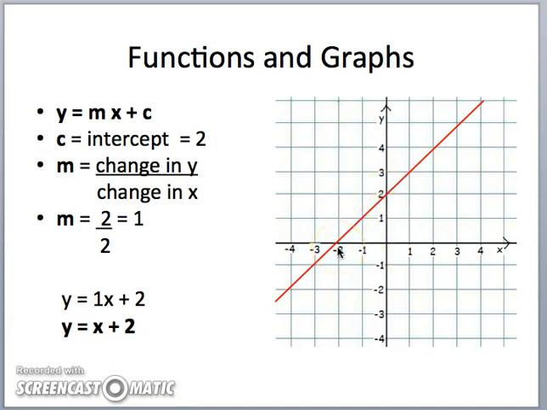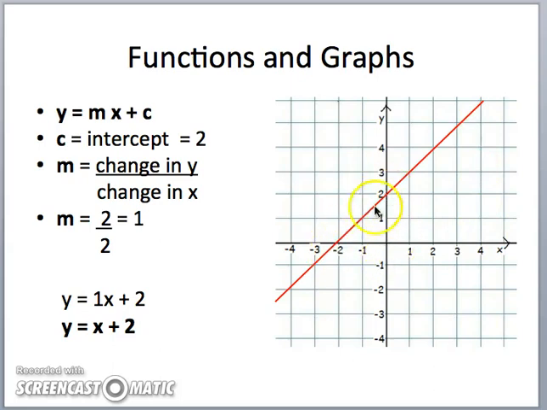Or you could take a bigger triangle. Here we could go from -2 to 4 and then from 0 up to 6. They will give the same answer. As this is a straight line, these triangles are all similar. Do you remember we talked about similar triangles in a previous session?